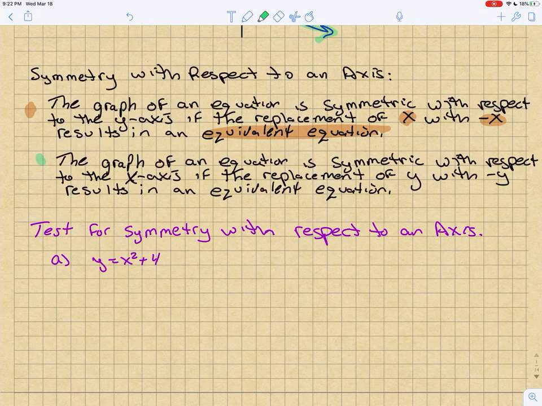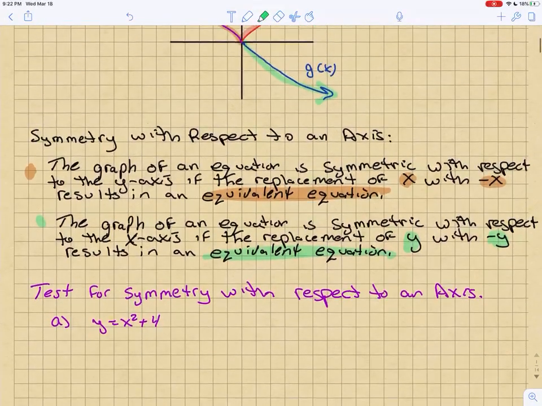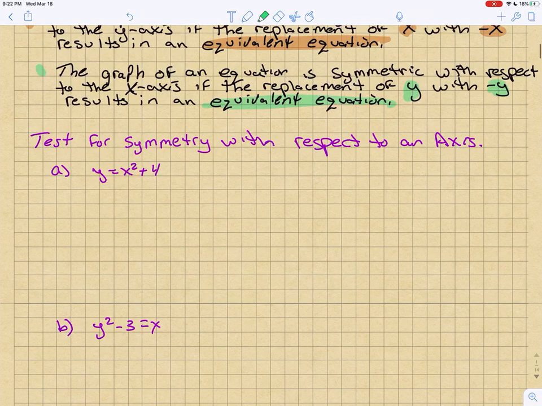Next, the graph of an equation is symmetric with respect to the x-axis if the replacement of y with minus y results in an equivalent equation. So if I replace y with the opposite of y and I process it, and I have the exact same equation, then it is symmetric with respect to the x-axis. So we're going to consider symmetry with respect to an axis.